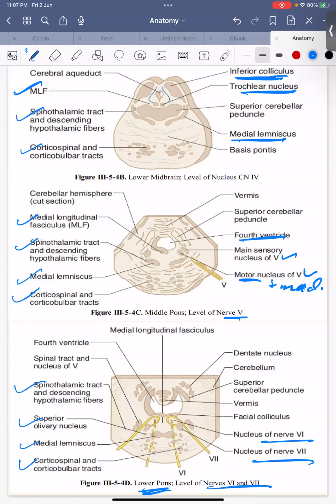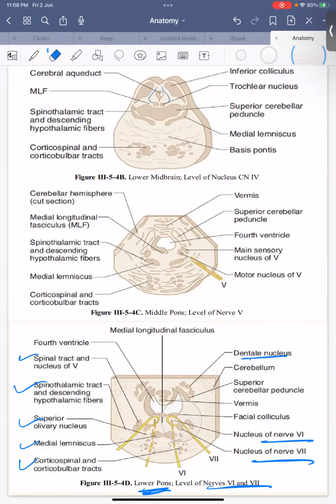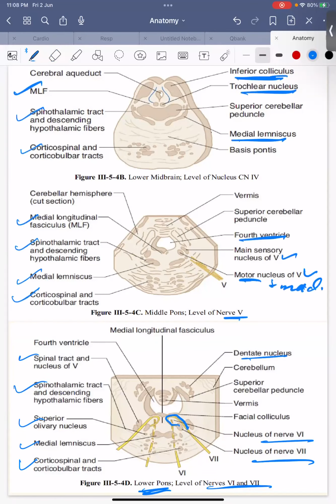Now, at the level of the lower pons, you will also have the spinal tract and the nucleus of the cranial nerve 5. Okay, so another nucleus of cranial nerve 5. Also, you'll find the dentate nucleus here at the level of this. Now, this cranial nerve 7, you can see it forms a kind of loop around the nucleus of the cranial nerve 6. You can see it is looping around like that. So this is very important. It forms the genu of the facial nerve.